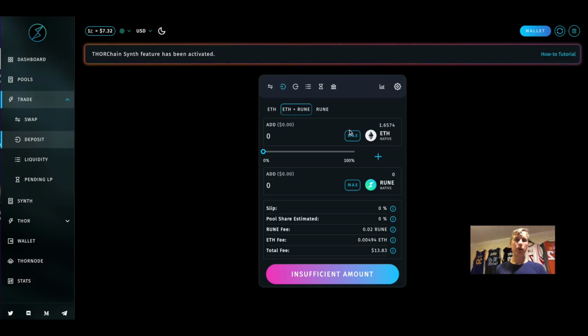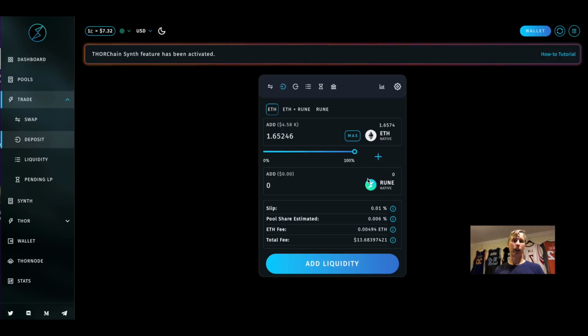I want to swap some Ethereum for some RUNE, whatever. I mean, I can do that. Well, actually that's pooling it. So let's do max. At this point, I can just pool the maximum amount of Ethereum if I wanted to. My transaction fee is going to be $13 because the gas fees are kind of low right now. I'm recording this at night, so typically they're low at night. But as you can see here, I can just deposit Ethereum if I want to.